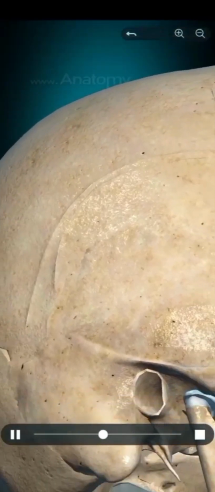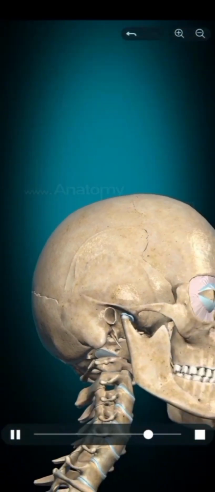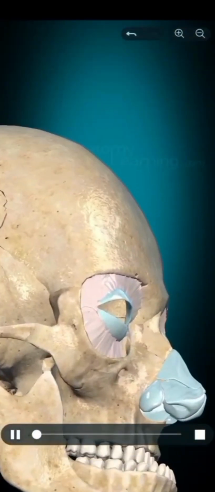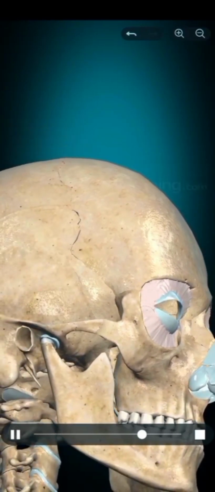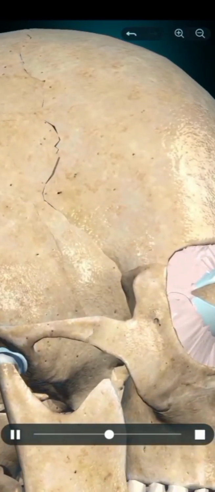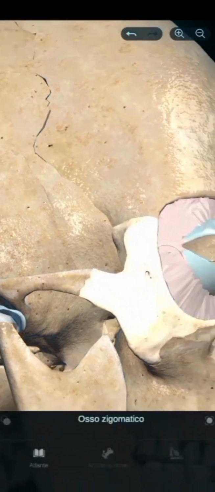Foramen magnum is the large opening at the base of the skull through which the spinal cord passes. Sutures are immovable joints connecting the bones of the skull, such as the coronal, sagittal, lambdoid, and squamous sutures.